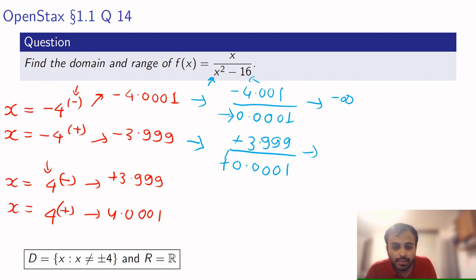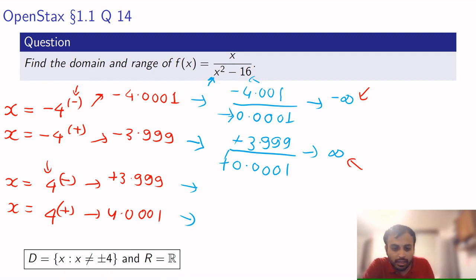So for this case, it is going to approach infinity, right? Again, infinity here means a very, very big positive value. You can do the same exercise for this and this, but from these two values, we can definitely conclude that the range of the function goes from minus infinity to plus infinity.